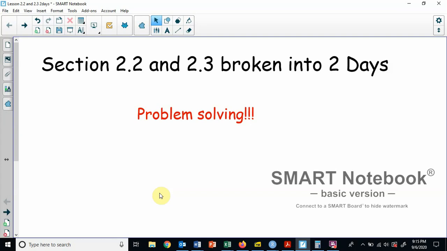What we're gonna do is I've taken sections 2.2 and 2.3, smushed them together, but broken them over 2 days. So we're not covering two sections in one day, but I've reorganized it so that it fits more of what I think would flow better.